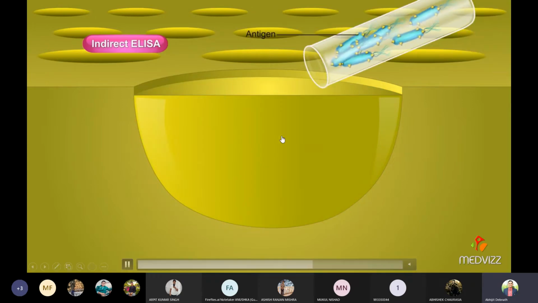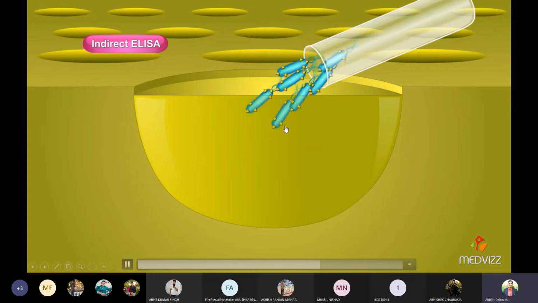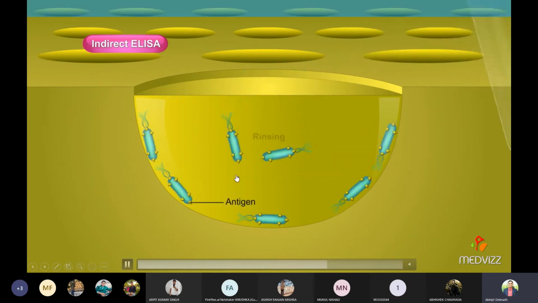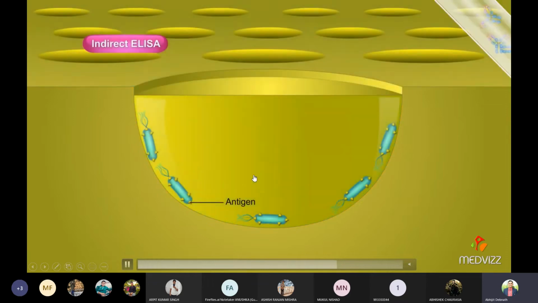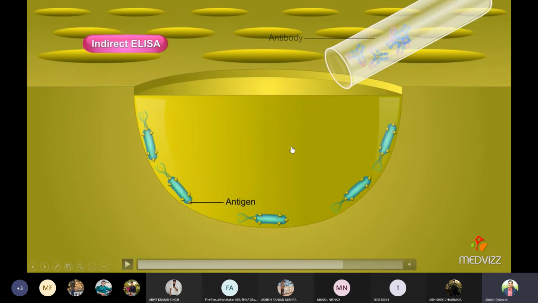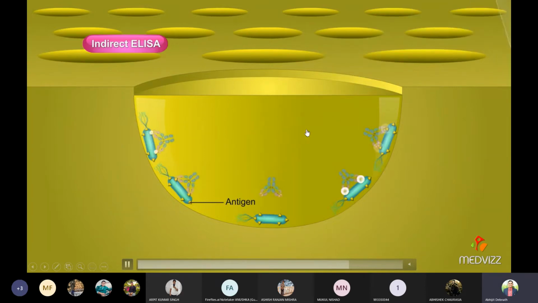Another process is called indirect ELISA. In indirect ELISA, we are adding the antigen first. We add the antigen at the surface of this microplate, and we do some rinsing, and then we take the sample from the patients. If the antibody is present in that sample, obviously this antibody will go and bind with this antigen.